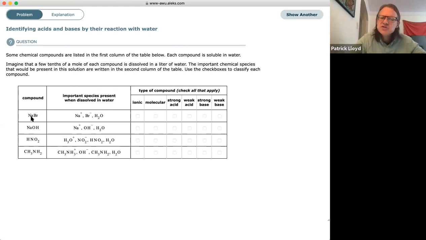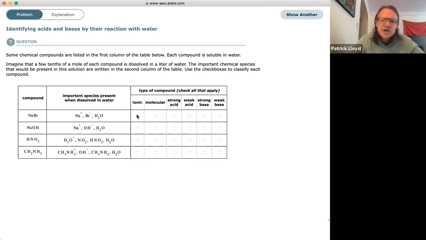If you look at that, you can see it's an ionic compound, right? So you have Na plus, Br minus, and H2O. So you have ions in there: sodium ions and bromide ions. What that tells you is you've got an ionic compound right there. Ionic compounds are when you have a metal and a non-metal. Well, these are the ions that are formed from that. So it's an ionic compound.